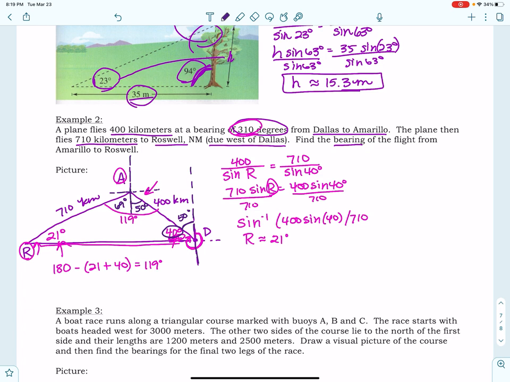All right, so I can go ahead and find my bearing. Watch this. This is north, this is south, this is east, and this is west. So I could write that the bearing from Amarillo to Roswell is south 69 degrees west. Okay, that's the directional bearing. And you would be done there. You don't have to go on.